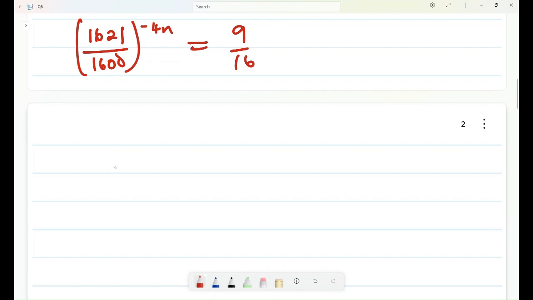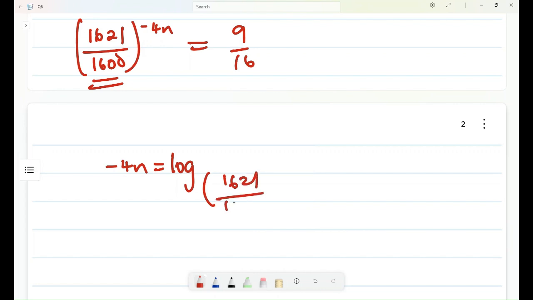Therefore, now we know the laws of logarithms, right? So if I want negative 4n, it is equal to, I drop it down by introducing log of the base. What is the base? This is the base, 1621 divided by 1600, to the power of this part. Then this is just a matter of punching that into your calculator. When you punch that in your calculator, you get 9 divided by 16.